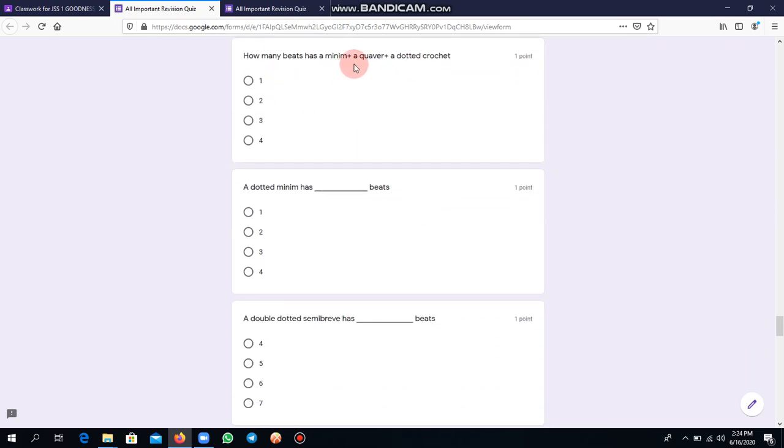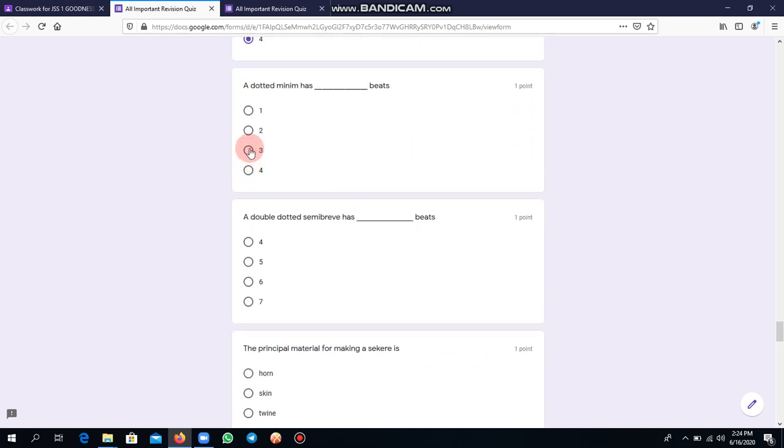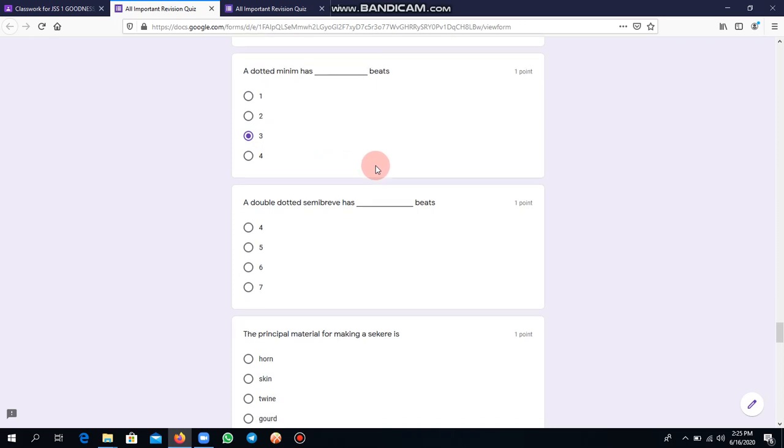How many beats has the following? One minim is 2 beats. A quaver is half a beat. A dotted crotchet is 1.5 beats. Altogether, you have 2 plus a half, which is 2.5, plus 1.5, which is 4 beats altogether. A dotted minim has how many beats? 3 beats. A minim is 2 beats, then the dot is half of 2, which is 1, added to it. So 2 plus 1 is 3.